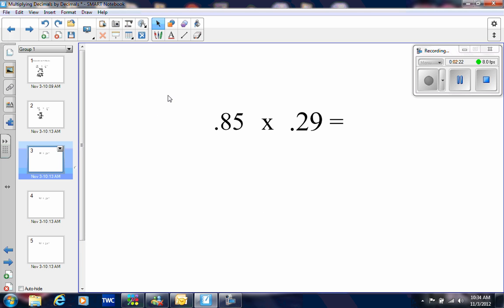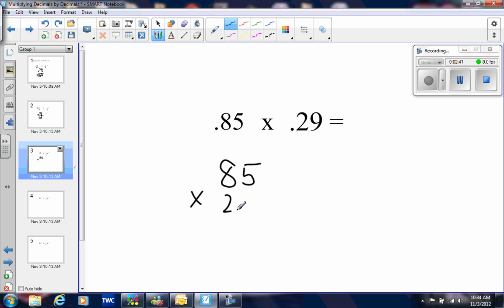Alright, now a new problem. 85 hundredths multiplied with 29 hundredths. So when I do this, again, the very first step is to go ahead and ignore those decimal points and just do 85 times 29. So there's 85 times 29. My first row is going to be with the 9. 9 times 5 is 45. 9 times 8 is 72, plus 4 more, 76.